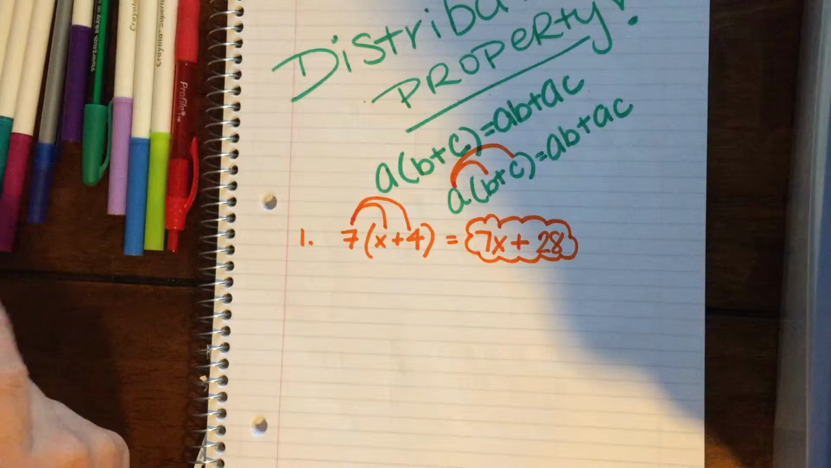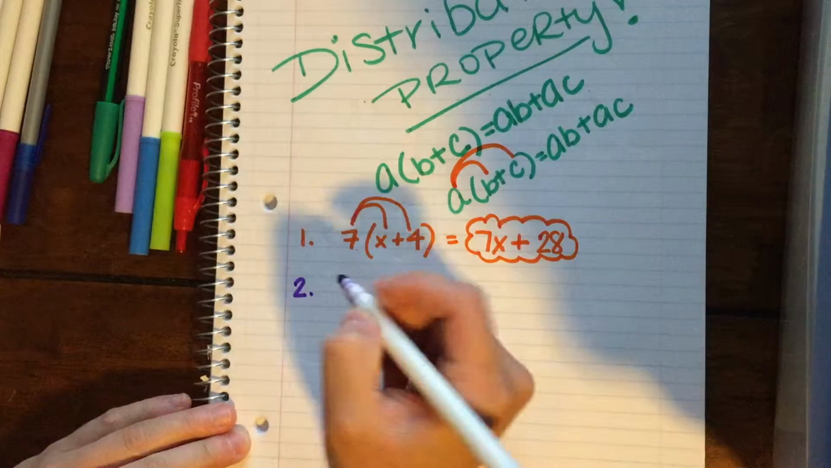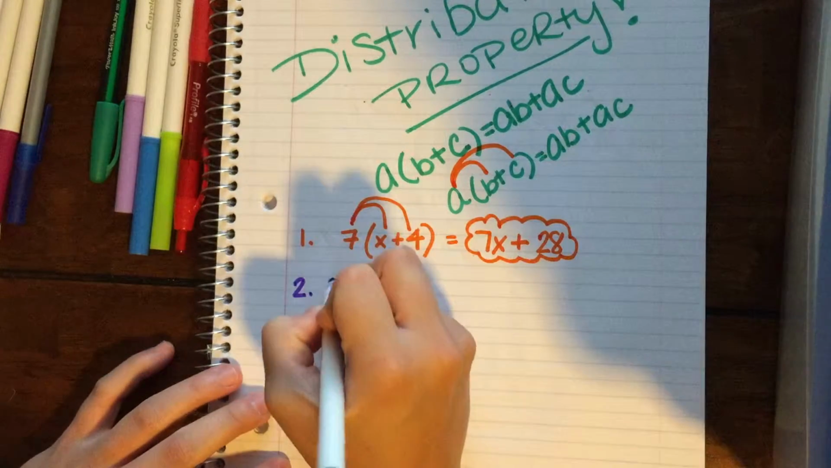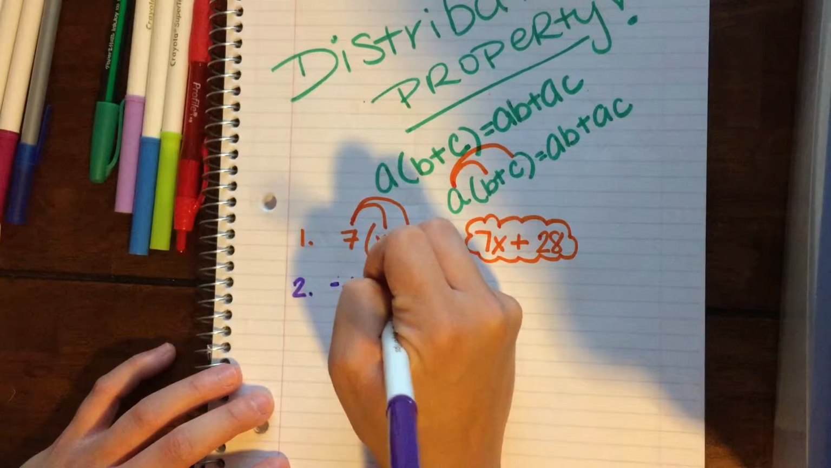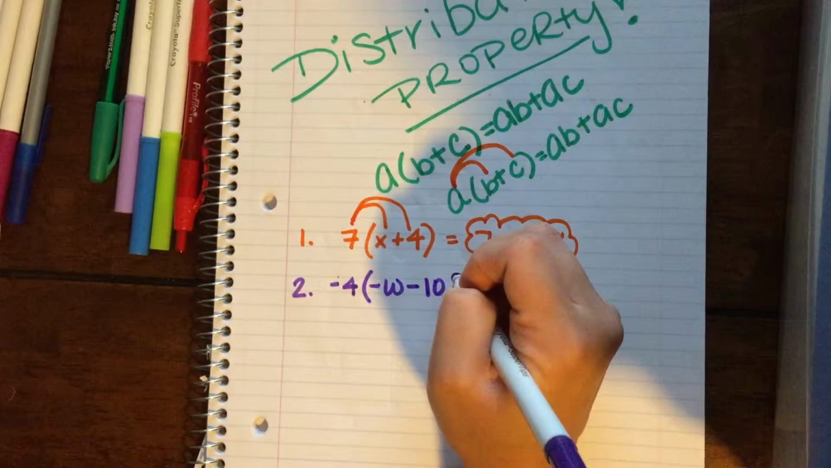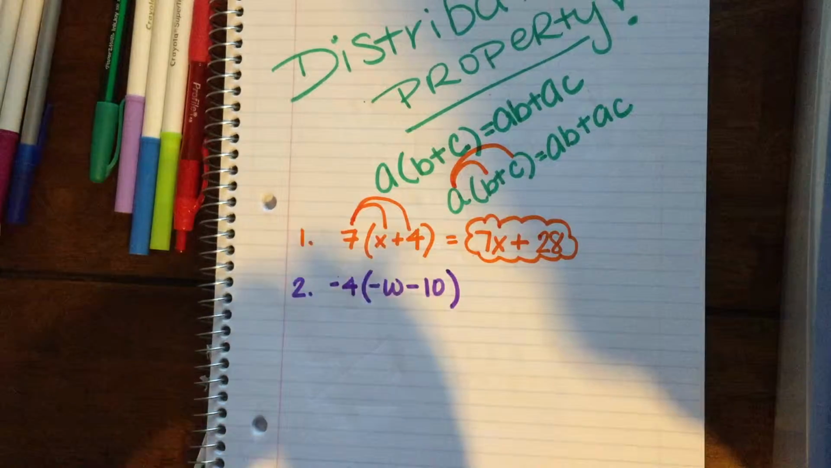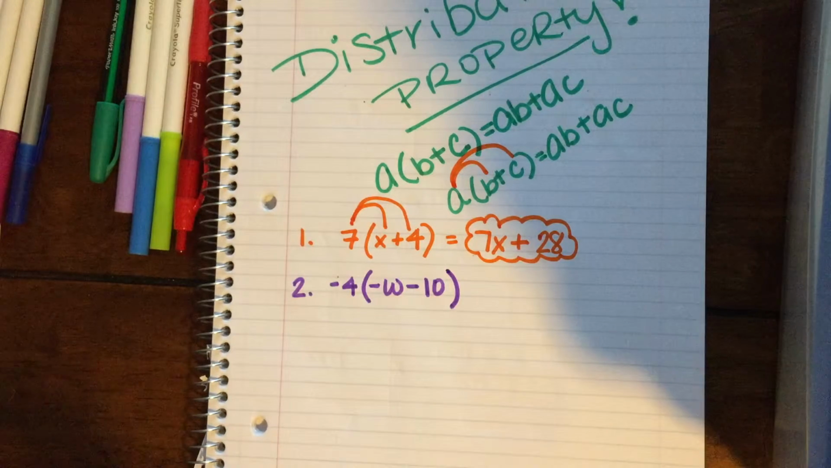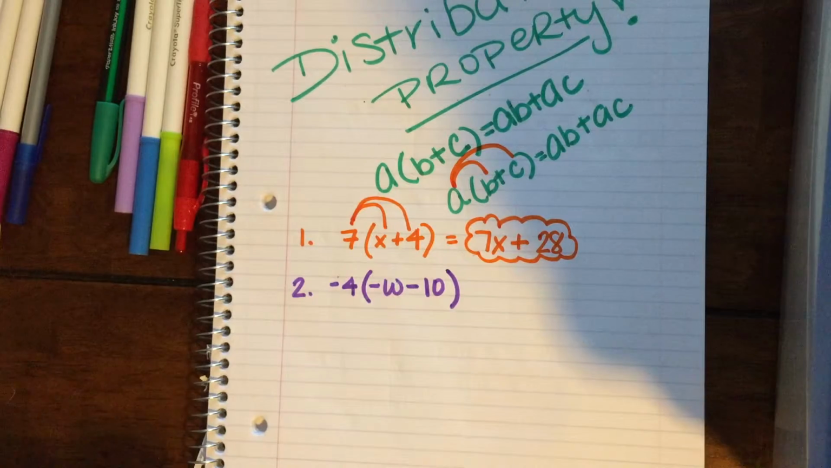Let's try one that's a little bit more challenging. Let's say I give you a problem that says -4 times the difference of negative W and 10. Okay, so on this one, we have to distribute negatives. There's two ways that I can show you how to do this.